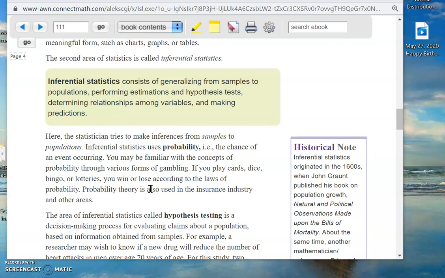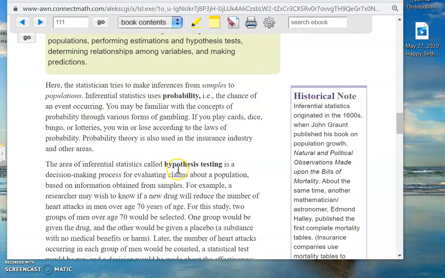In order to do this, we have to use probability. That's the idea of a chance, or the likelihood of something happening. We're going to talk about probability in chapter 4. It's a very, very big topic, to say the least. So we're going to use probability for that.